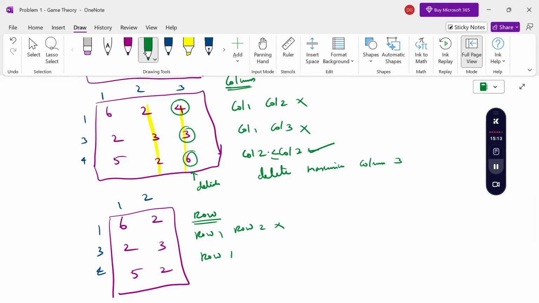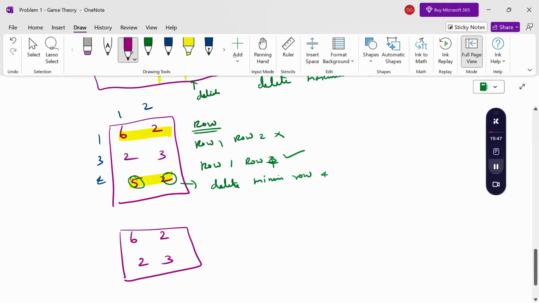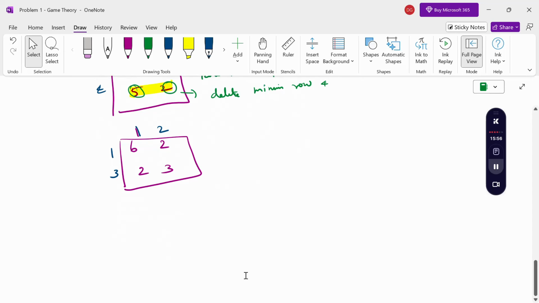Then row 1, row 3 comparison. Row 1, row 3: 5 minimum, 2 minimum, yes possible. Sorry, row 4, the fourth row. When I compare, this will be deleted, the minimum row, the fourth one, is deleted. So when the fourth one is deleted, we have 6, 2, 2, 3 and 1, 2, 1, 3. Now it is reduced to 2 cross 2.